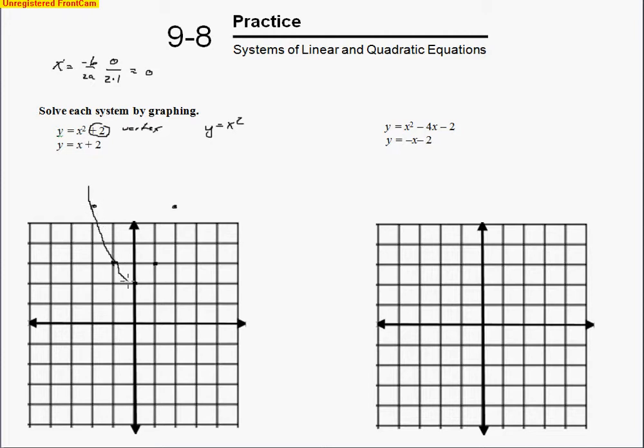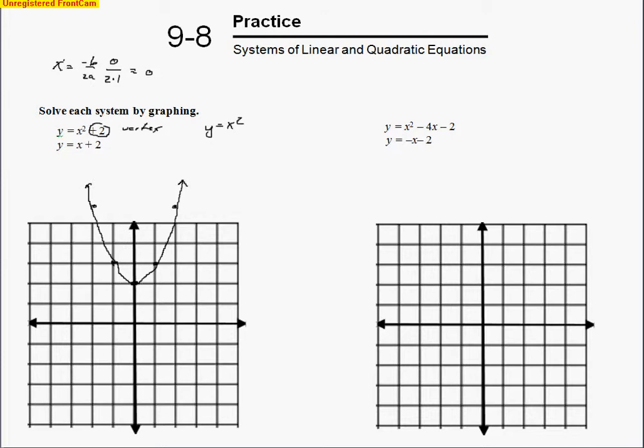And what we're going to be looking for is where the graph crosses the line. And so let's take a look at this one. And this one is our linear equation. It's linear because x is to the first power. So I have my y-intercept at positive 2. So there's one solution right there.